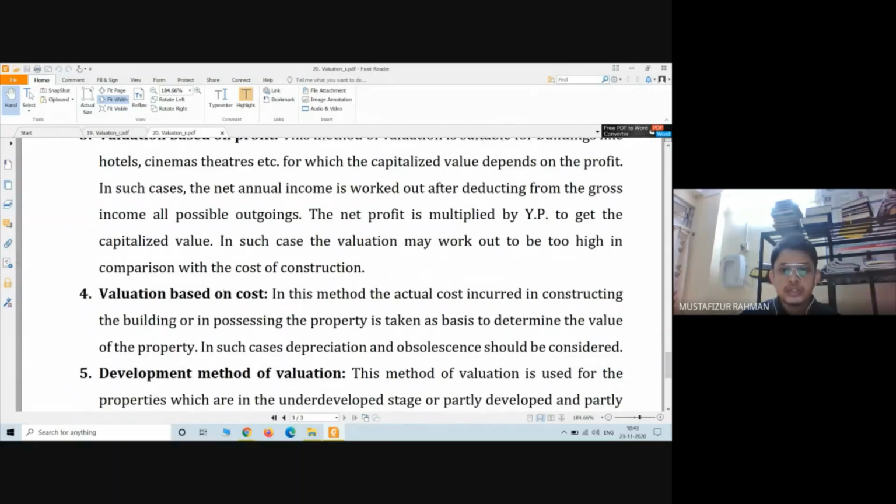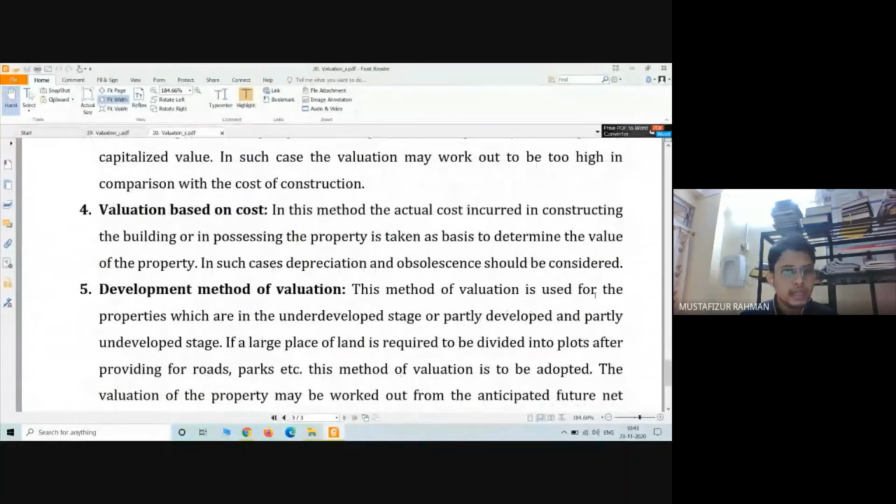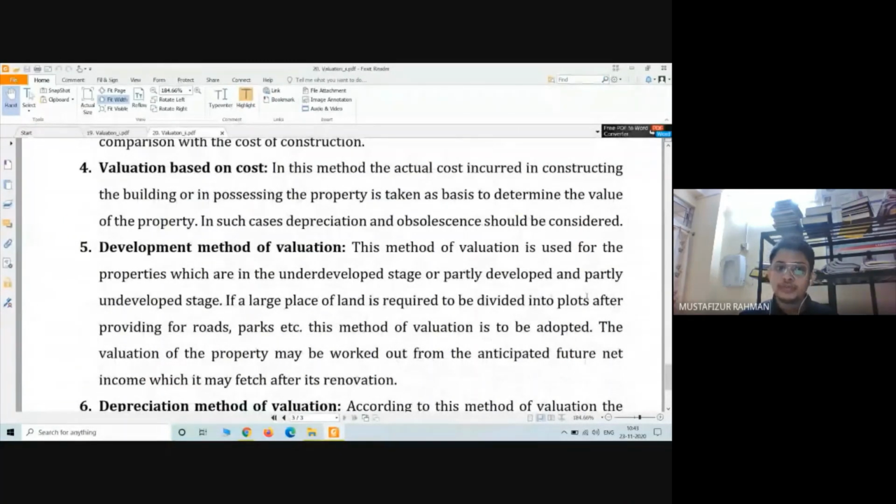Then valuation based on cost. It is based on the cost that was incurred in constructing the building, and depreciation etc. will be calculated. Then the development value method of valuation. In this method, if the property is developed to a certain extent, what will be the value of the property? We are considering an underdeveloped project, and we are saying that if this project is developed, fully made, what will be the value? So it is futuristic.